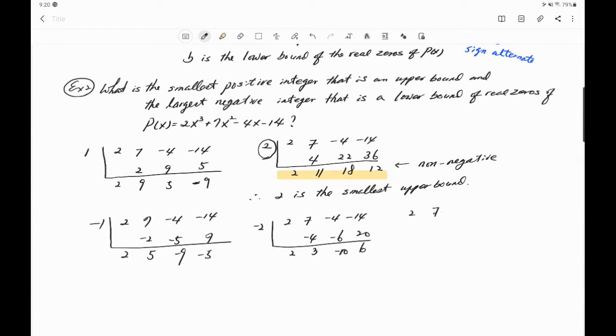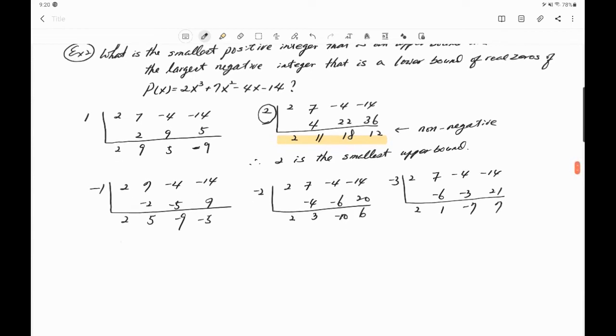So let's try negative 3. Okay, 2, 7, negative 4, negative 14. Let's divide this by negative 3. 2 down, so negative 6, 1, negative 3, negative 7, 21, and 7. This one also, 2, 1, negative 7 and 7, the signs do not alternate. So let's try one more. 2, 7, negative 4, negative 14. Let's divide this by negative 4.